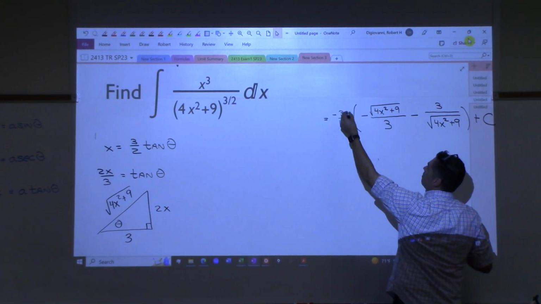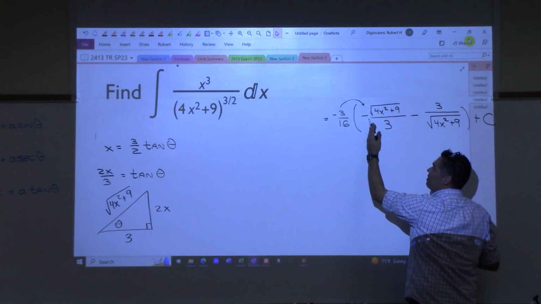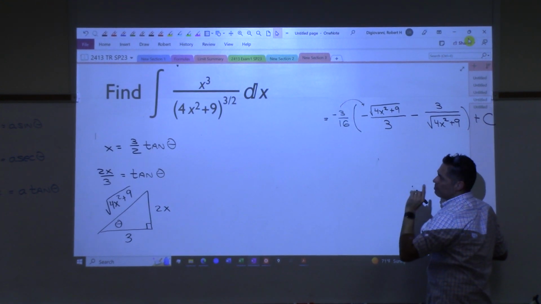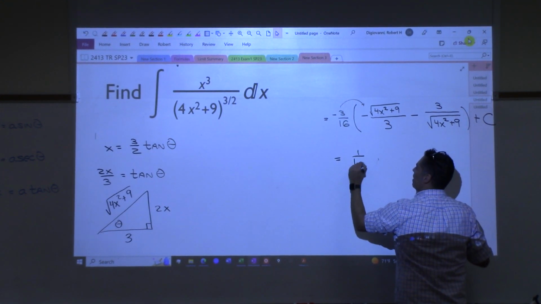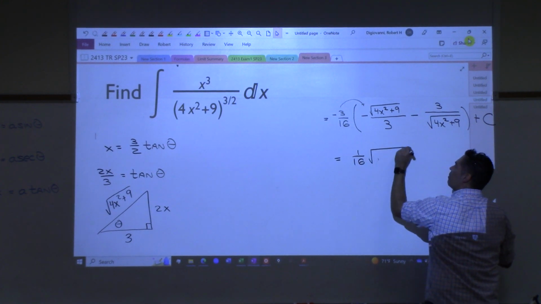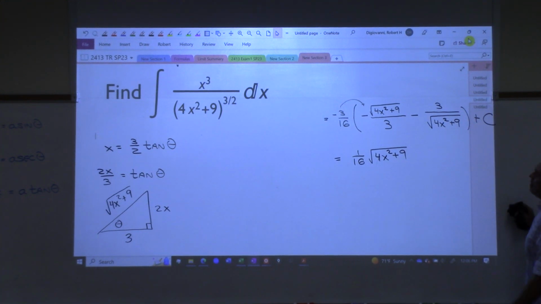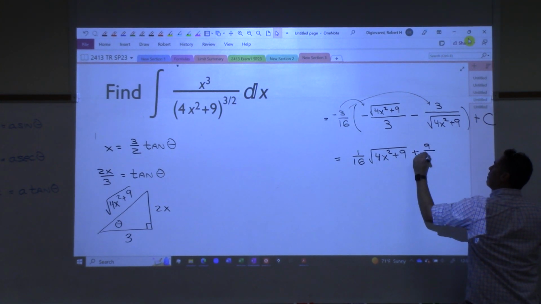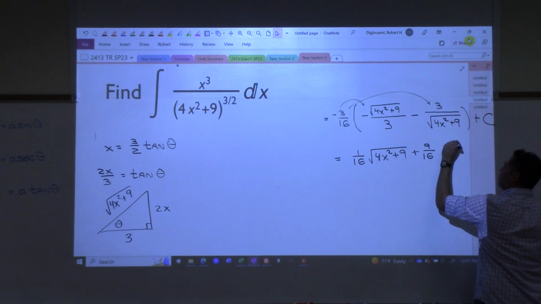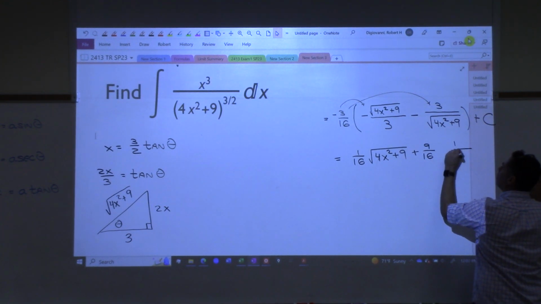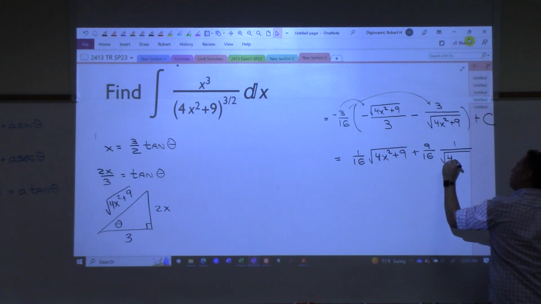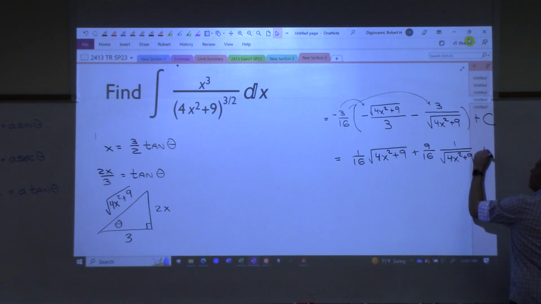I'm going to multiply this through. So here to here, two negatives become a positive, and the threes reduce, right? It becomes 1/16 square root of 4x squared plus 9, because those threes reduced out. And then I do here to here. Unfortunately there, the threes don't reduce out. I have a 9 on top. It'll be positive 9 over 16, and then times 1 over square root of 4x squared plus 9 plus c.